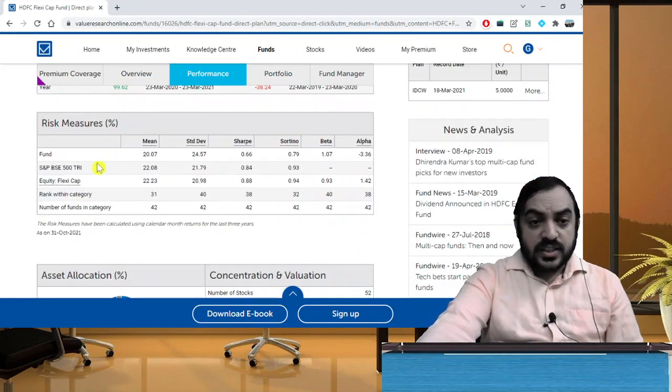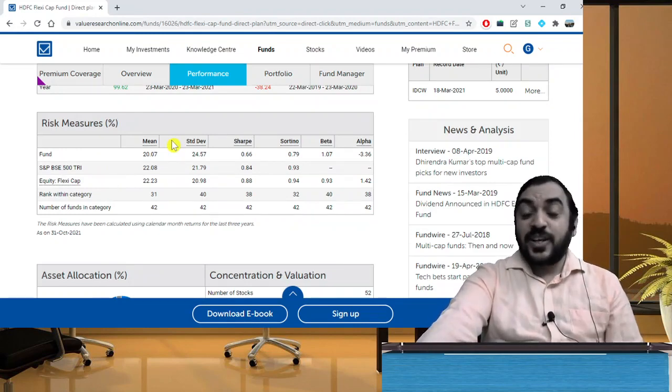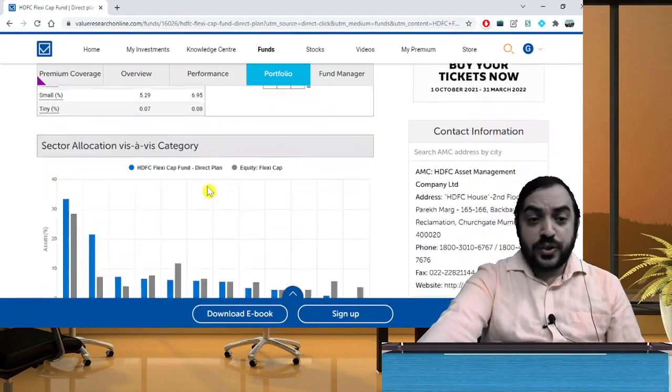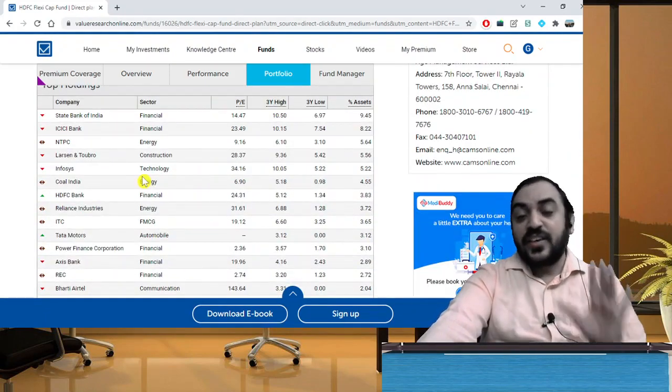Okay. Risk measures. We calculated so many statistical measures. Mean, average return, standard deviation, Sharpe ratio, Sortino ratio. You may not have learnt Sortino ratio; I'll tell it later. Beta, alpha. I'm sure you might remember all these terminologies. Asset allocation. This is what I just want you to see: where they have invested, HDFC Flexi Cap Fund.